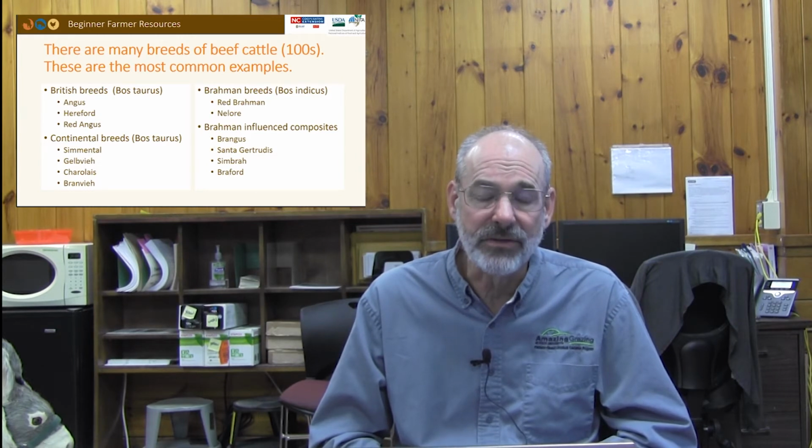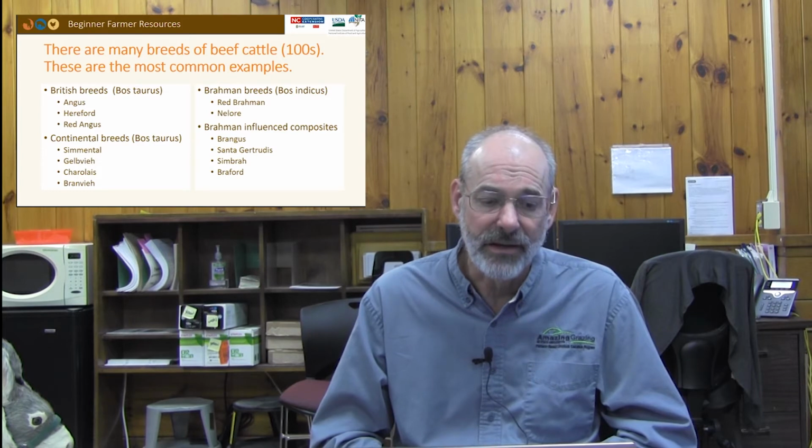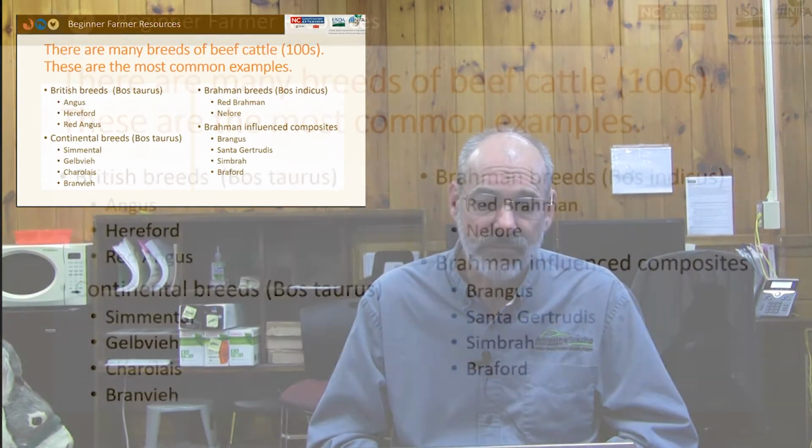They're commonly used in crosses with the British breeds because they have complementary traits. Again, the British can provide a little bit more fat, a little bit more marbling, and the continental a little bit more growth and a little bit bigger size.